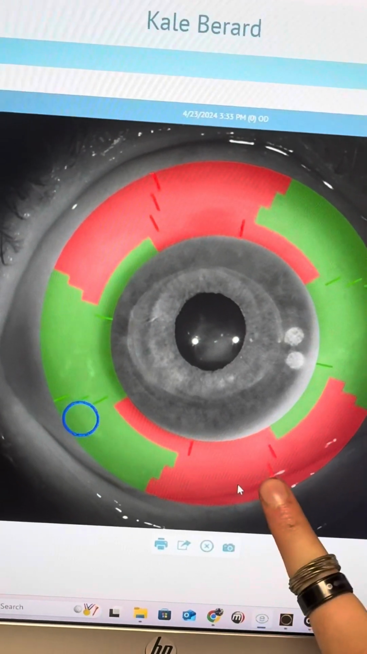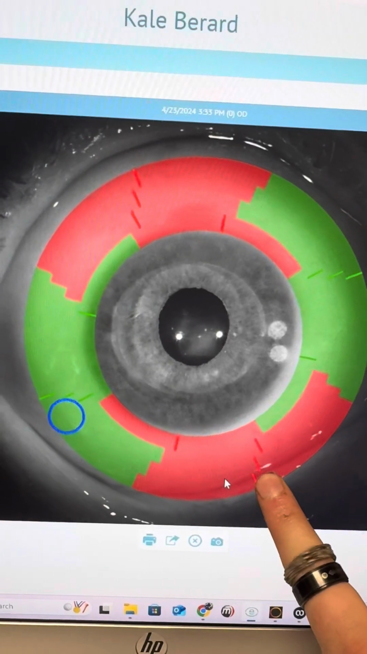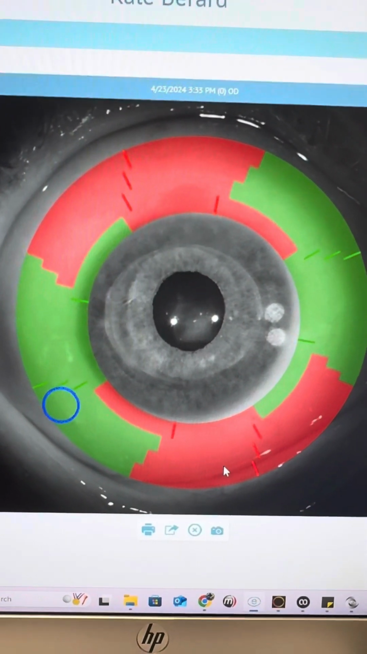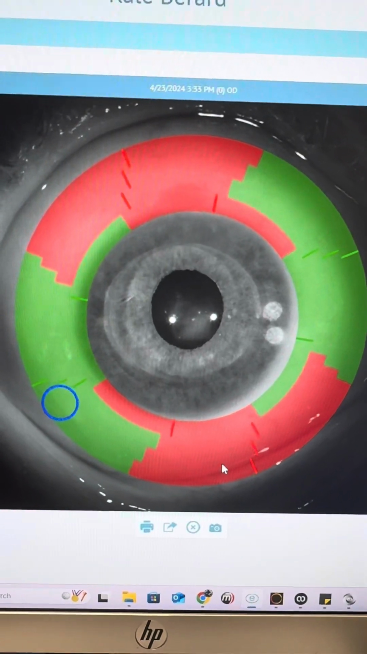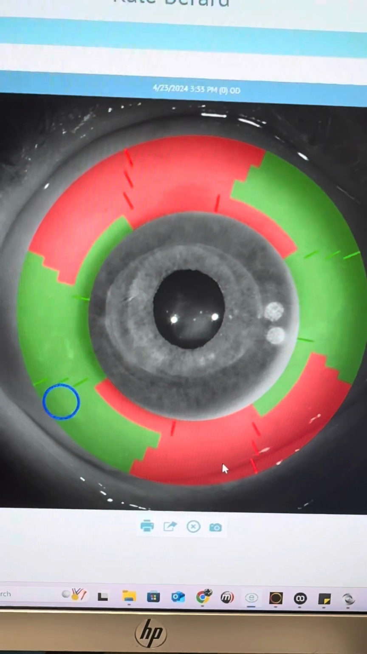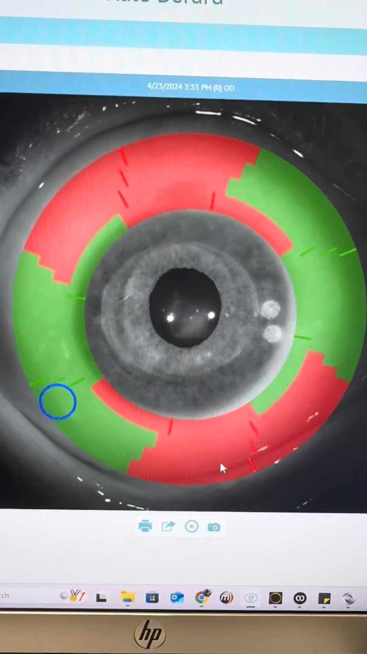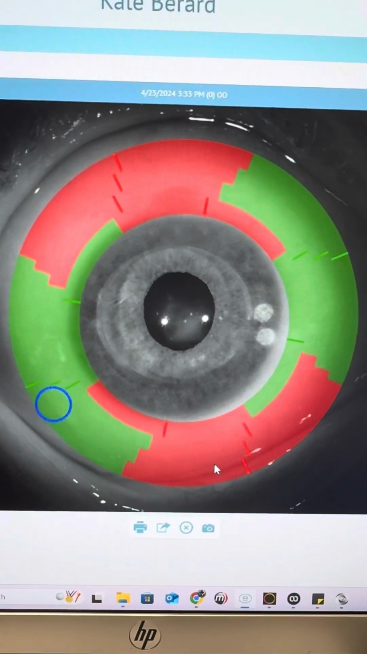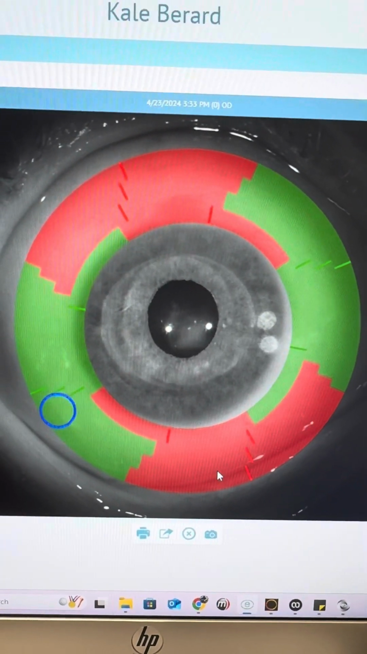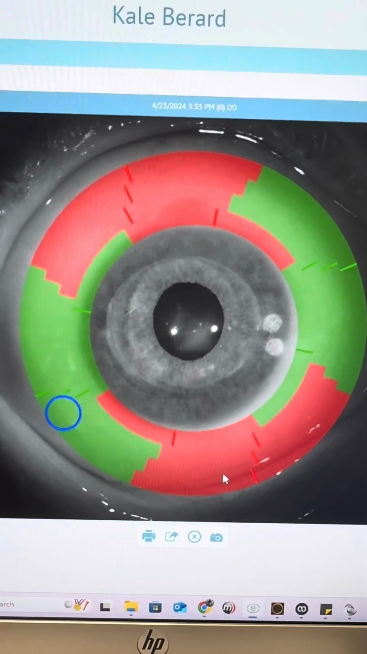And so let's say you report the dot to be at 4 o'clock. The lab will now know where to put the front toric, okay, in relation to the patient's over refraction. So really the dot is just to help you communicate with the lab where to make changes on the haptics, or to the prescription of the contact lens.